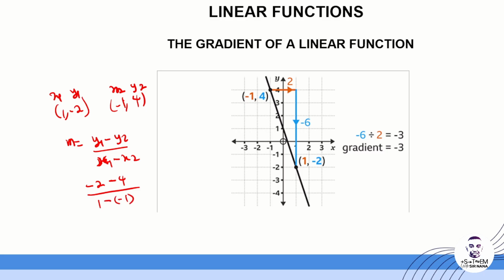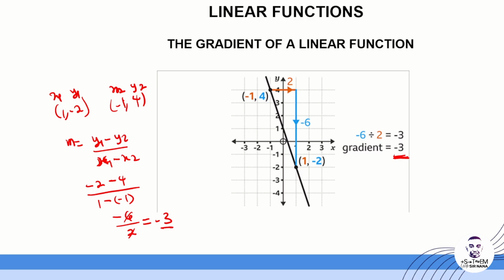So that implies that we have negative 2 minus negative 4 gives us negative 6. Then 1 minus negative 1 gives us 2. So negative 6 all over 2 gives us negative 3. So it means that the gradient m is equal to negative 3, as we have over here.